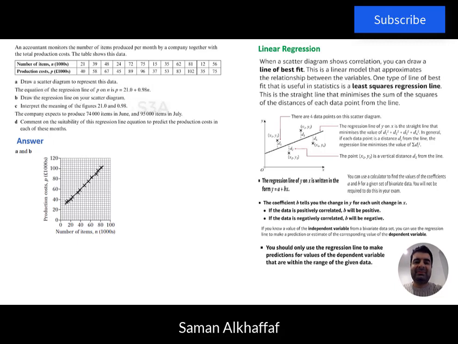And this is how it would look. Now for part C, we need to interpret the meaning of the figures 21.0 and 0.98.